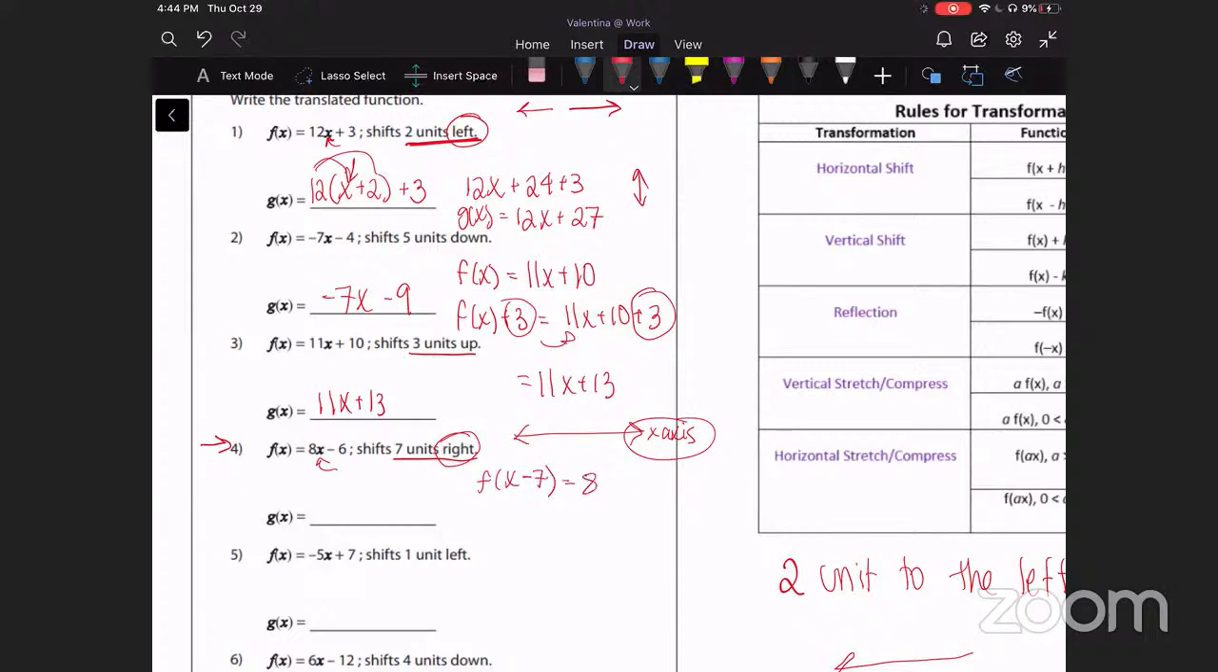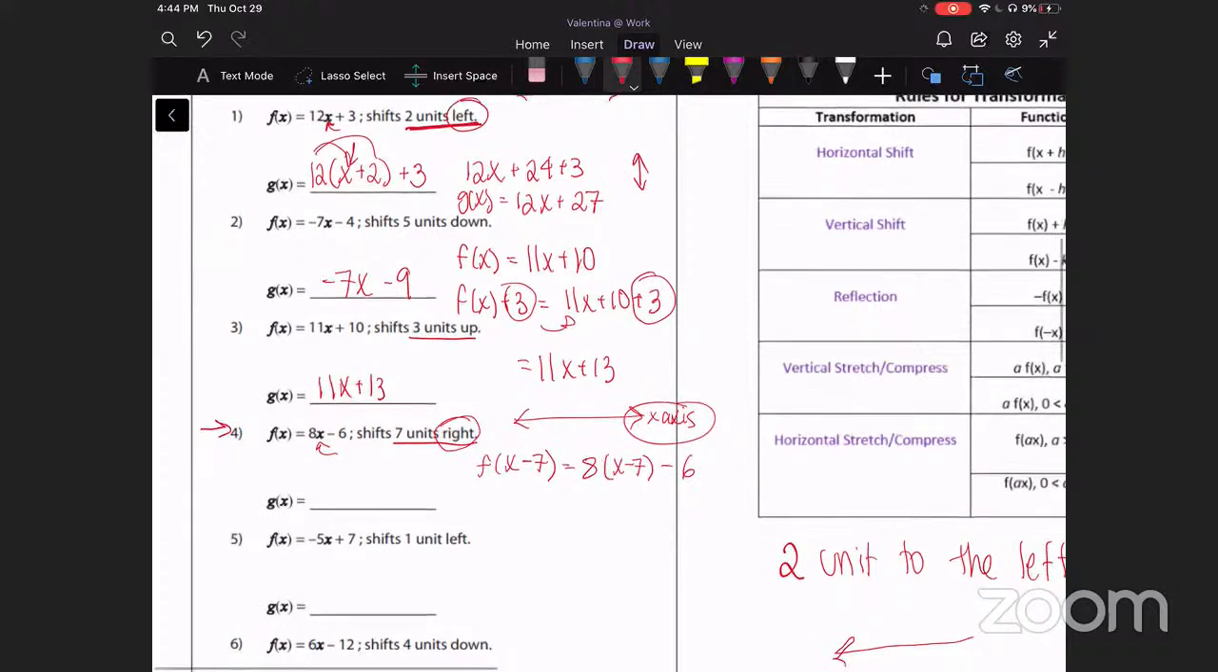equals 8. Now we did this to this side. We are changing our x by negative 7. So we need to do that to this other side of the equation. So we're also going to do x minus 7 instead of x. And then minus 6, that stays the same. And then you would just expand this.